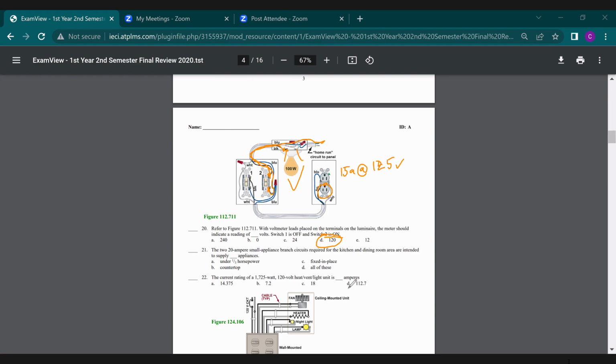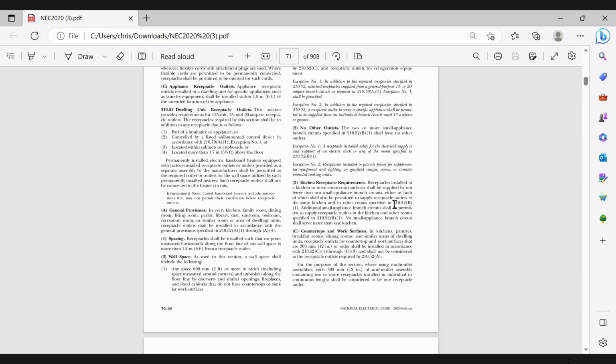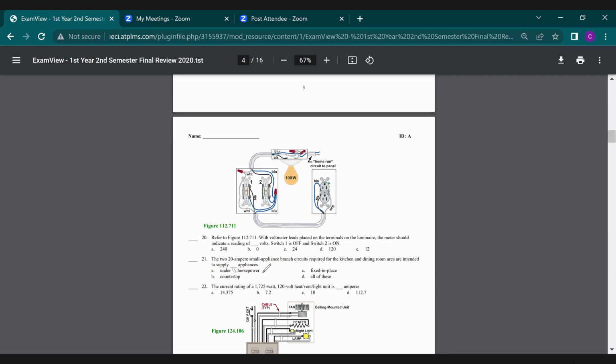I think you could also look at 210.11(C) for that breakout, because that also requires your small appliance branch circuits there. That can also help. Oh, have I been paused this entire time? Sorry about that. I'm here in the code. 210.52(C), countertops. It doesn't specify anything about a certain horsepower or fixed in place. It just says countertop.